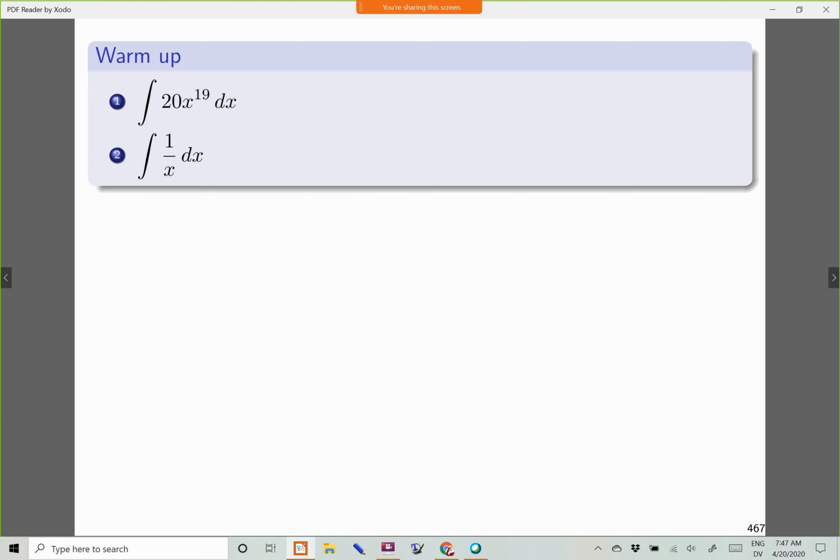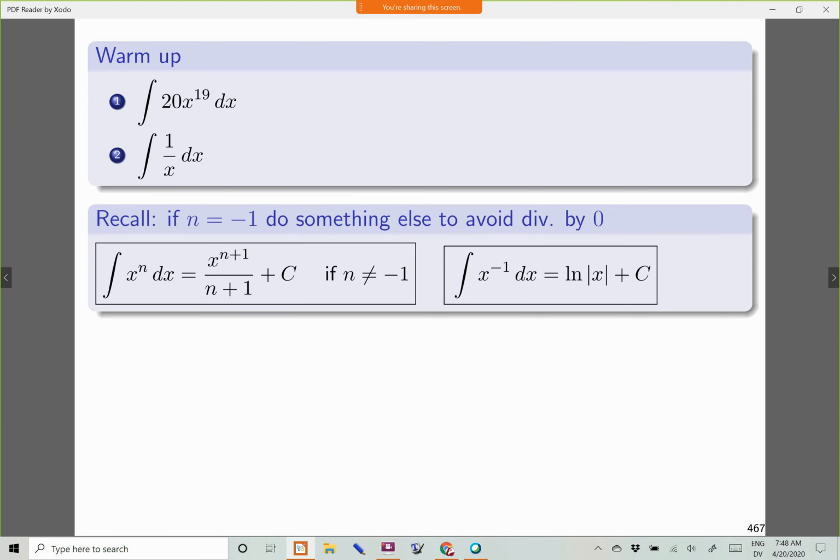So let's go ahead and take a look at those warm-ups first. We have the integral, or antiderivative, of 20x to the 19th dx, and we also have the integral, or antiderivative, of 1 over x dx. So I want to remind you of these two formulas we looked at last time. I put a recall so that these might already be in your notes if you're writing down some things.